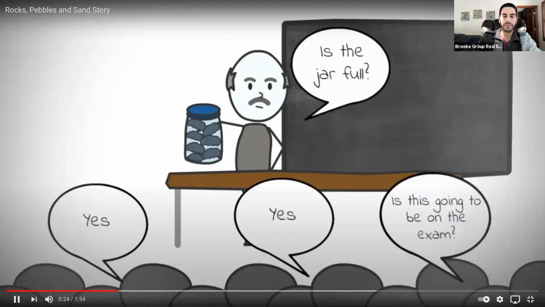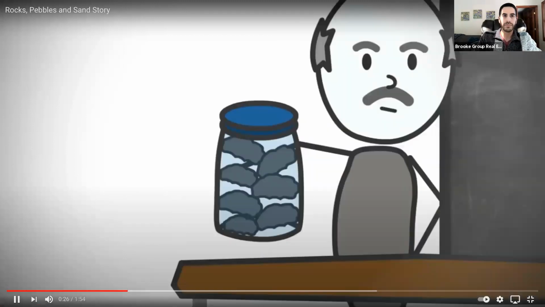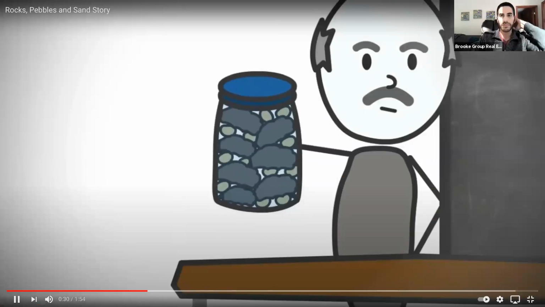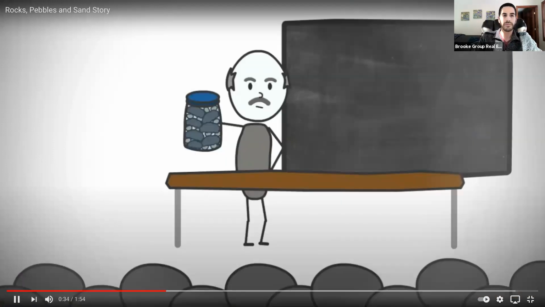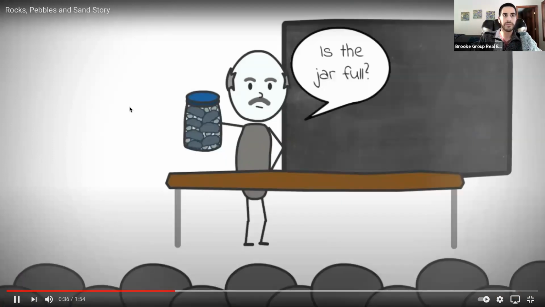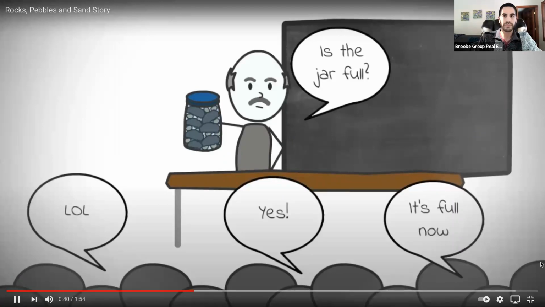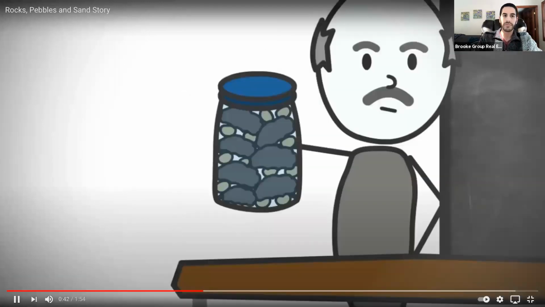So the professor then picked up a box of pebbles and poured them into the jar. He shook the jar lightly and watched as the pebbles rolled into the open areas between the rocks. The professor then asked the students again if the jar was full. They chuckled and agreed that it was indeed full this time. The professor picked up a box of sand and poured it into the jar. The sand filled the remaining open areas of the jar.